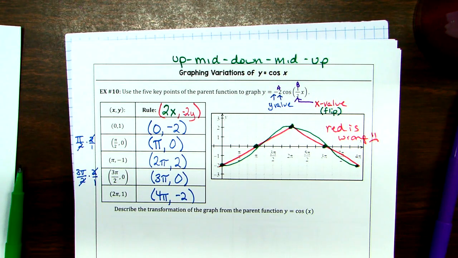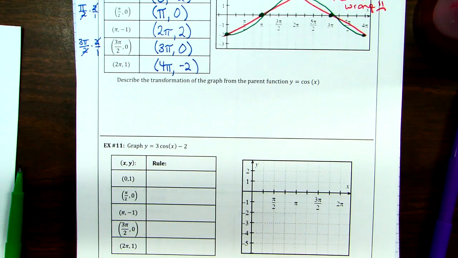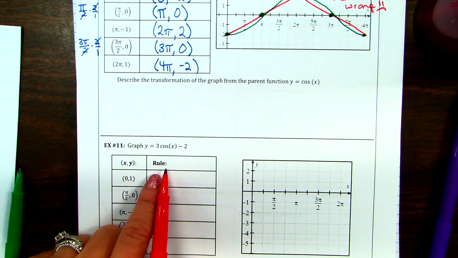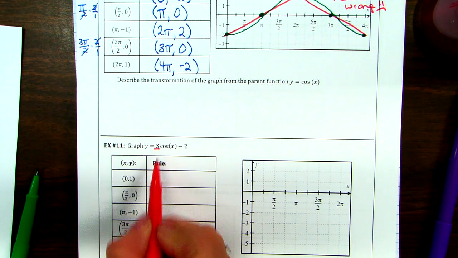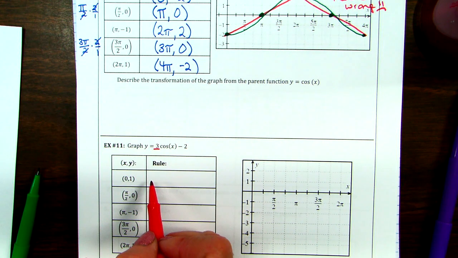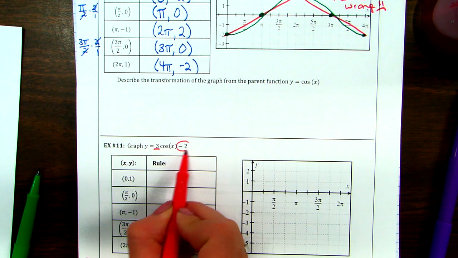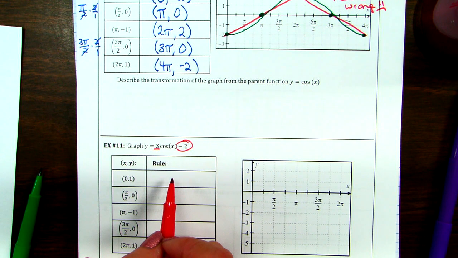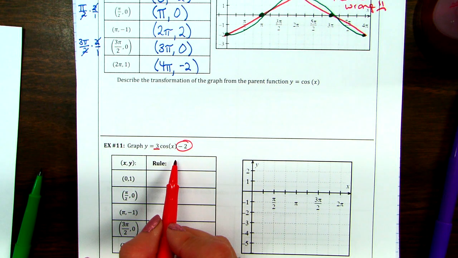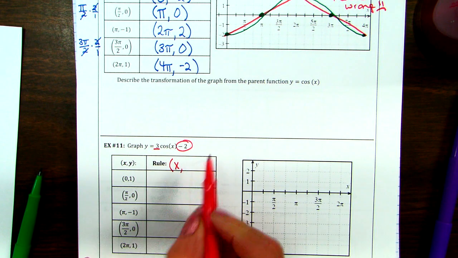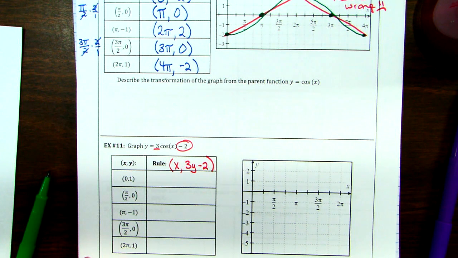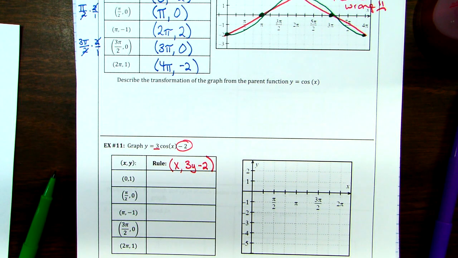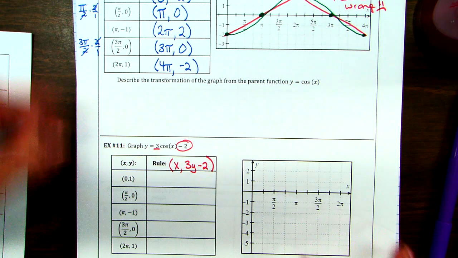Okay, we're going to jump to the homework here in a second. I want to go over the rule for this graph. Okay, so we already said 3 is our stretch or shrink. That's going to affect the y value. What is this minus 2 going to do to all of our points? Down 2. What does that affect, x or y? Y. So 3 times y minus 2 is what you would do for that one, which we don't need to do. You know how to multiply and subtract. But just to talk about it.